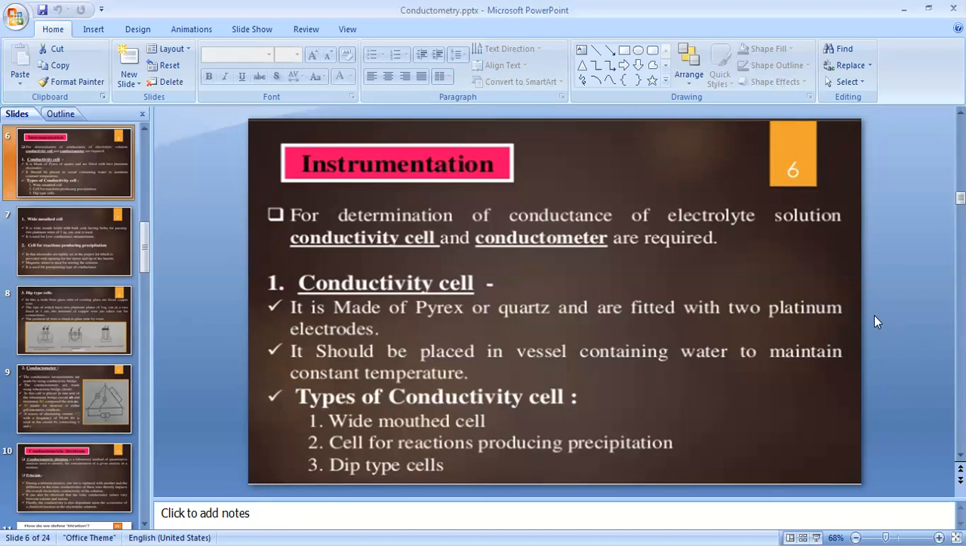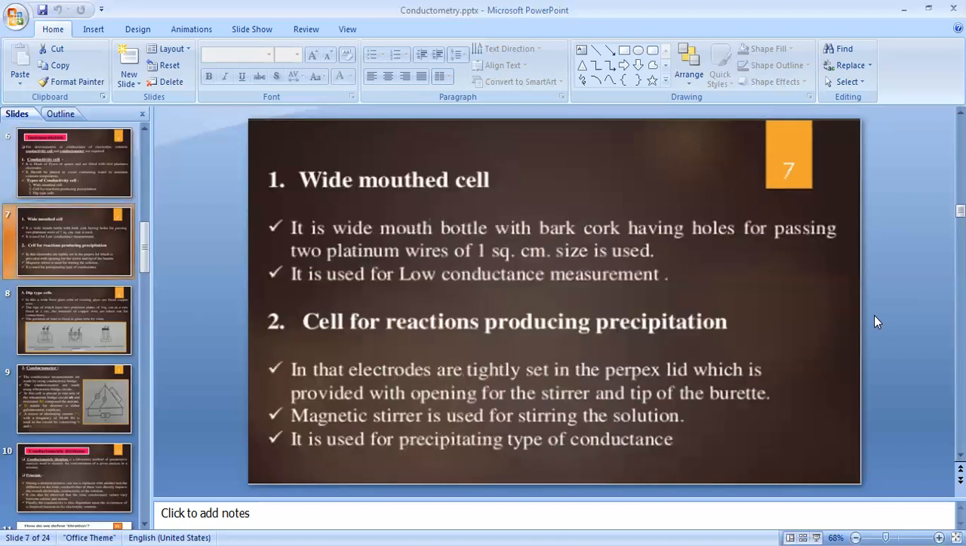So what is a conductivity cell? The conductivity cell is made up of pyrex or quartz and is fitted with two platinum electrodes, one of which will act as an anode and the other as a cathode, and it should be placed in a vessel containing water to maintain the temperature constant. Depending upon the nature of the analyte, this conductivity cell is categorized into three classes: wide mouth cell, cell for reaction producing precipitate, and dip type cell. So let's see one by one.